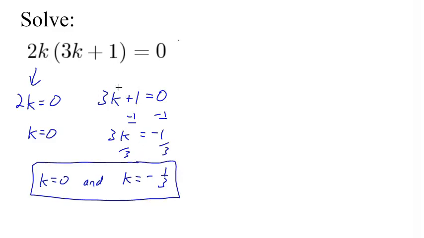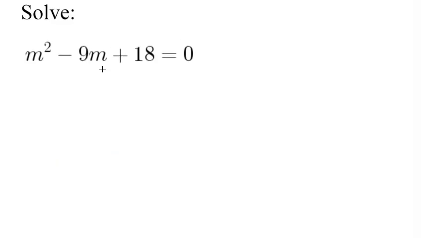Now, in these last two examples, the quadratic equation was already factored. Let's take a look at some examples when we need to do the factoring ourselves. So here we have a quadratic equation that we need to solve. And let's check to see if this quadratic expression here is factorable. If it is, then we can solve it by factoring. So we're looking for two numbers that multiply to make 18 that have a sum of negative 9.